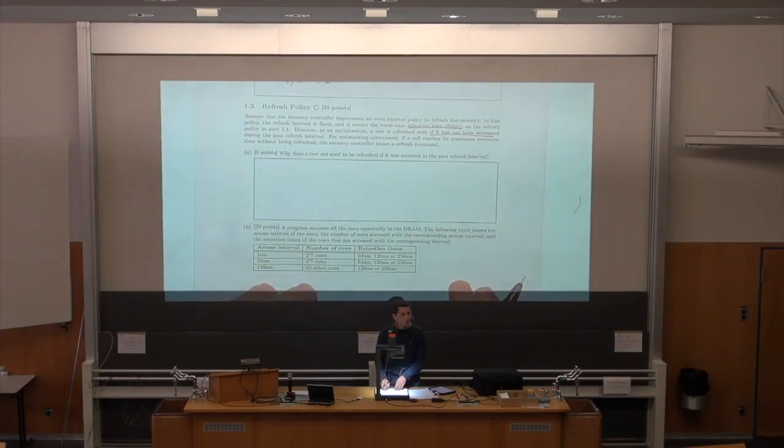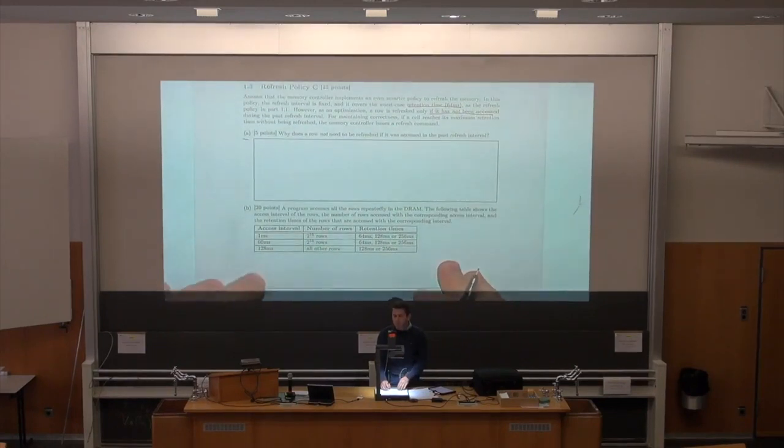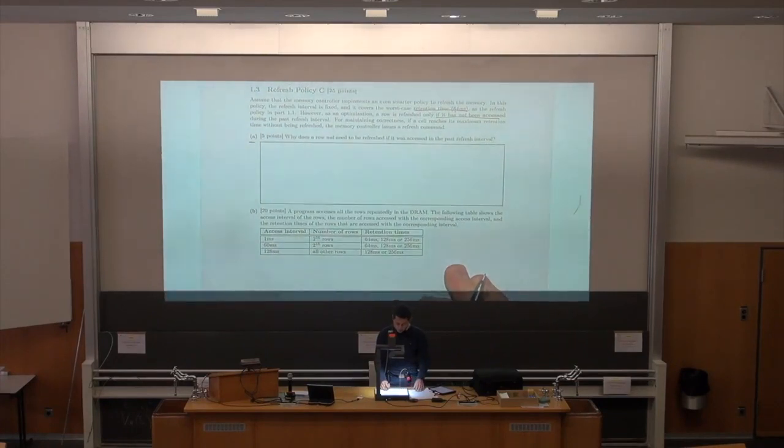So basically, the first question asks: why is this the case? Why should a memory controller behave like this? Do you have any guesses? Why can it skip the row? Yeah, because the cell is recharged on every access. Yeah, that's basically the case. So when you access it, the cell will be recharged after it is sent to the sense amplifier. So yeah, this is the case.